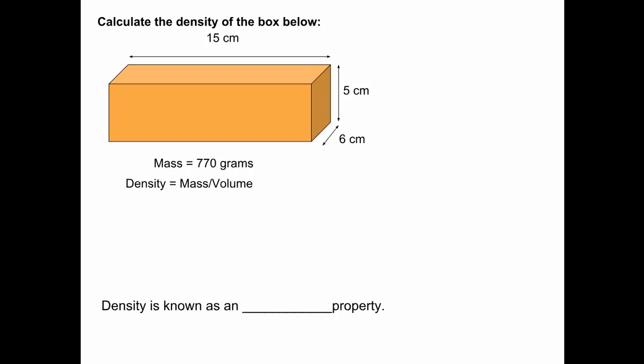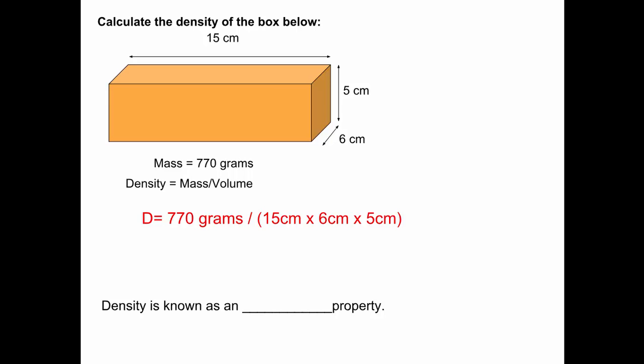All right, how am I going to do this? What do I need first? Find the volume. So how do I do that with this object? I multiply length times width times height. Okay, 6 times 5 times 15, and I get 450. Centimeters cubed.